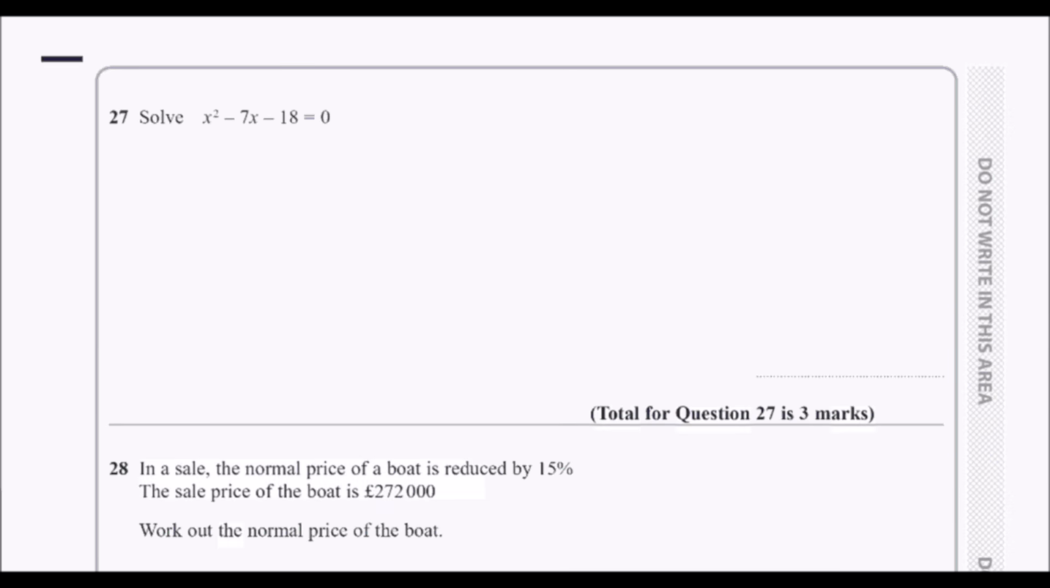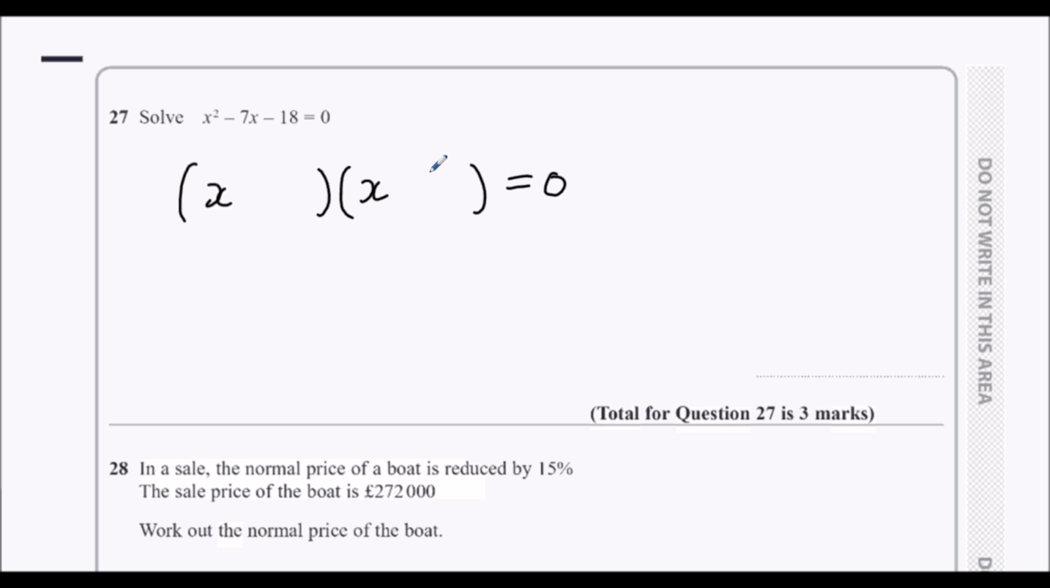Question 27. Solve x squared minus 7x minus 18 equals 0. So it's a quadratic. It's got x squared as the highest power. And we're going to solve it by factorizing, putting it into brackets. So we're going to have x in both brackets.